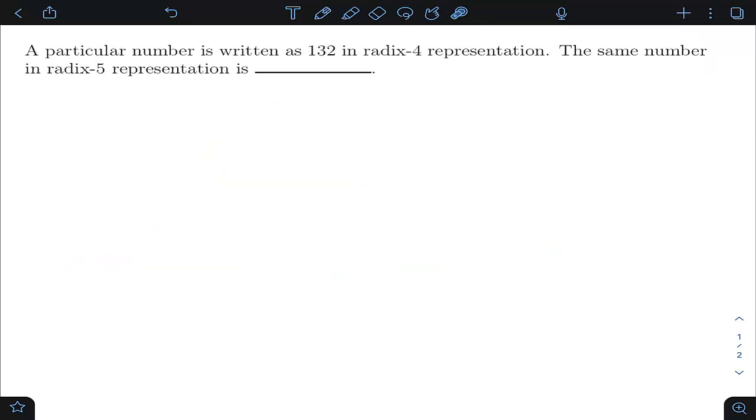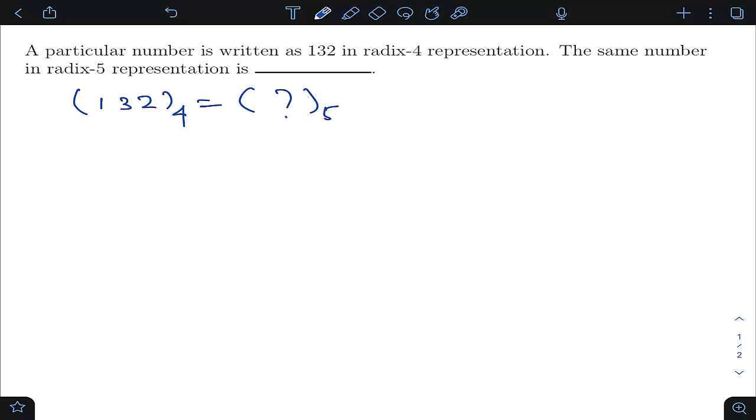This question is asked in GATE 23 of Computer Science. This is from digital subjects and from the number system topic. The question is: a particular number is written as 132 in radix 4 representation. The same number in radix 5 representation is dash. So we have a number 132 in base 4, and we are supposed to find its equivalent base 5 number.